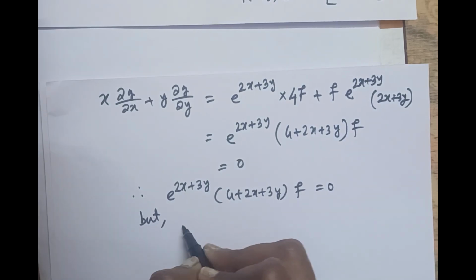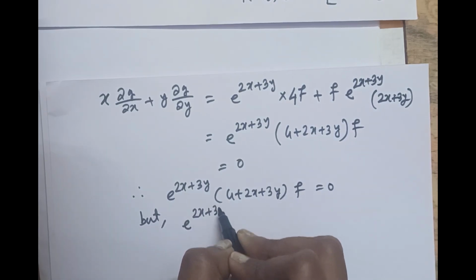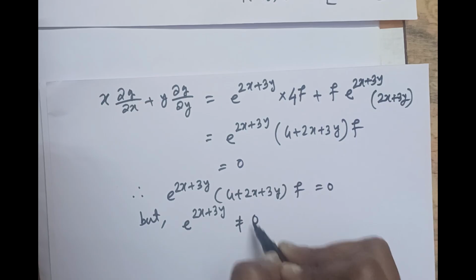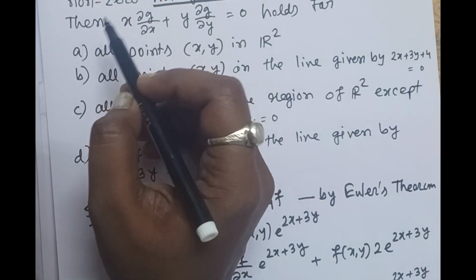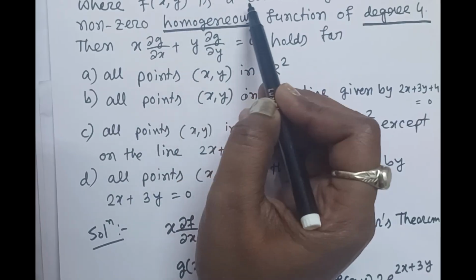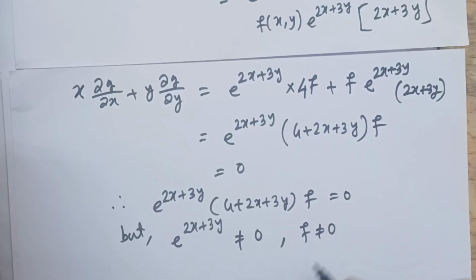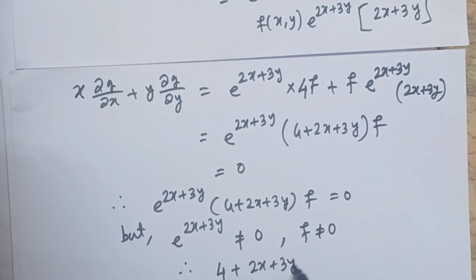But e^(2x+3y) is never 0. And also in the question f is given as a non-zero function. So f is not equal to 0. Then only 4 + 2x + 3y equals 0.